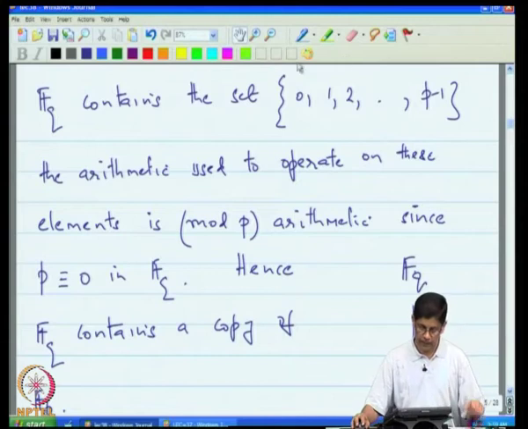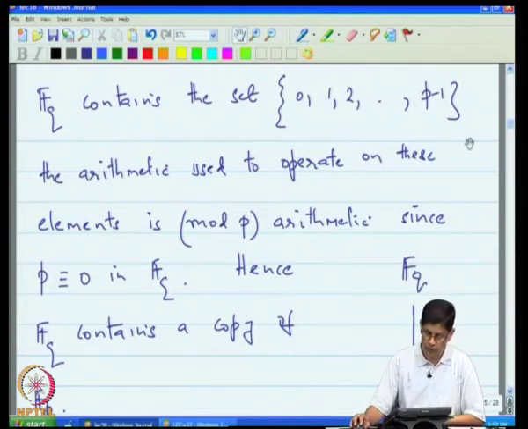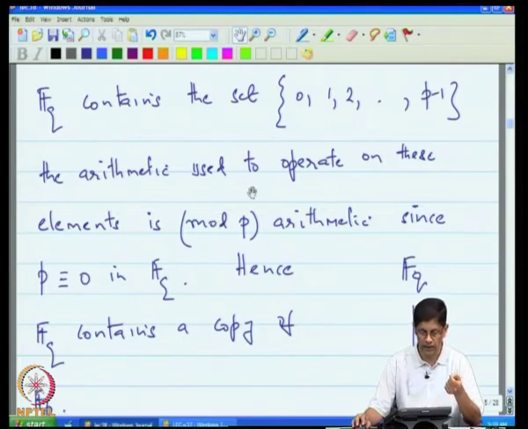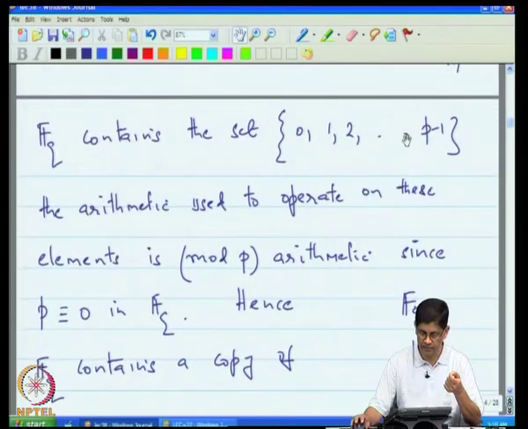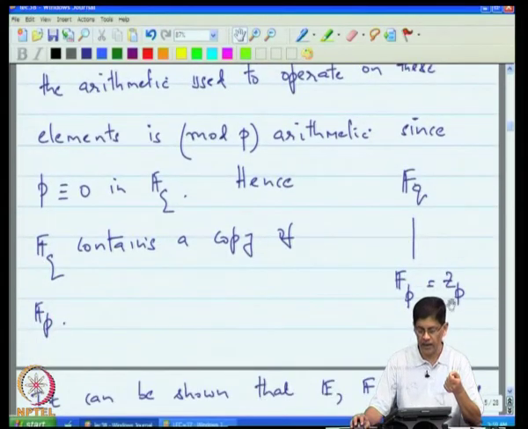Now, the arithmetic that you use to operate on these elements is mod p arithmetic, because for example, if you add 1 to p minus 1 you will get 0, since we know that p is 0 in the finite field. So when you work with these elements under the two operations, addition and multiplication, you will be virtually mimicking the operations that you would carry out in a finite field of p elements, that is Z_p. Z_p is something that you are familiar with. So this subset of the finite field really behaves like Z_p.